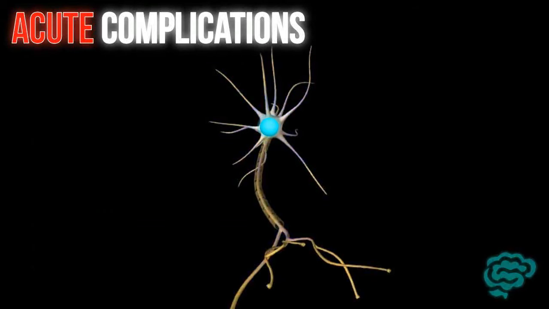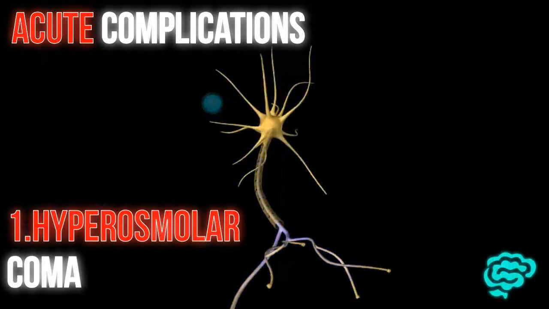Now let's move on to acute diabetes complications. Hyperglycemia leads to cellular dehydration, which can be sudden. Dehydrated neurons will manifest as altered consciousness or even coma, which we call hyperosmolar coma, since caused by hyperglycemia.